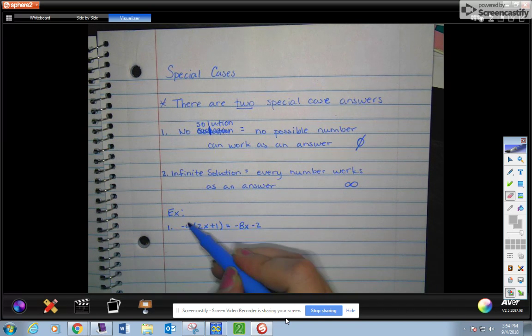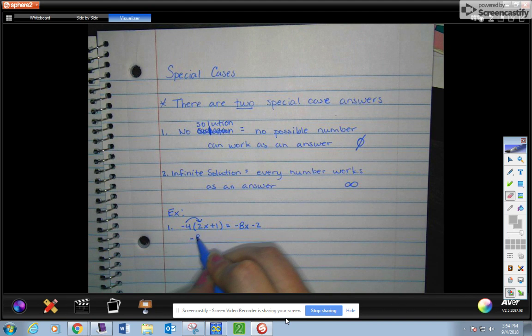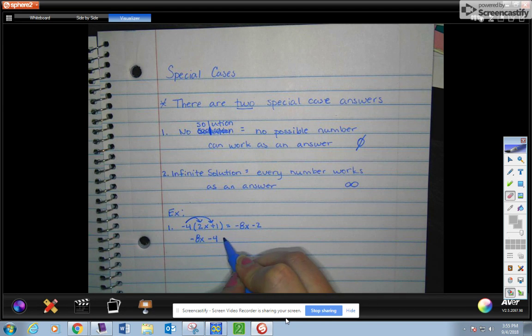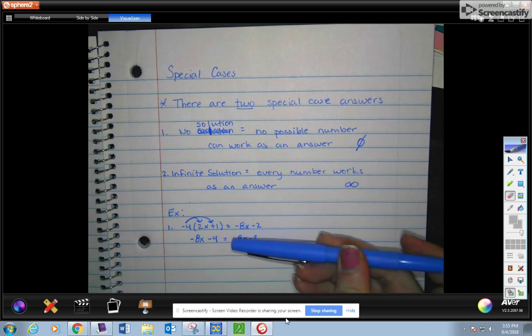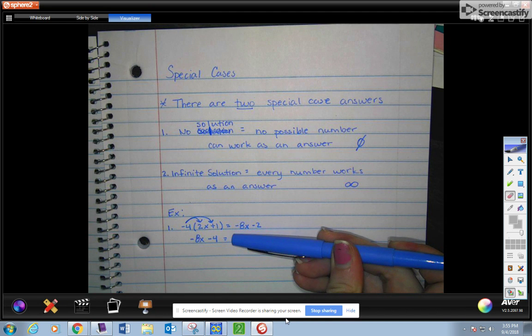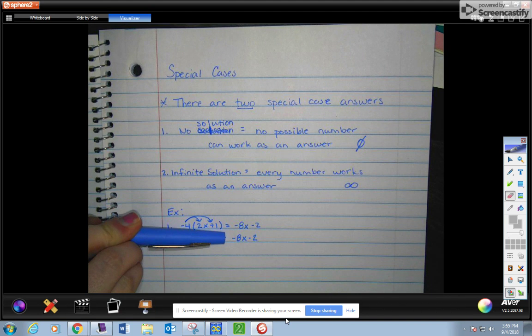So the first thing I'm going to do is take the -4 and multiply it by 2x, which gives me -8x. Now I'm going to take -4 and multiply it by 1, which gives me -4. Bring down my equal sign, and I have -8x - 2. The second step would be to combine like terms. So you look at your left side and see if anything can combine, which they won't. Then you look at your right side to see if anything can combine, which they won't.